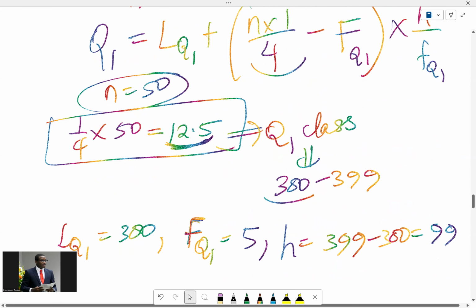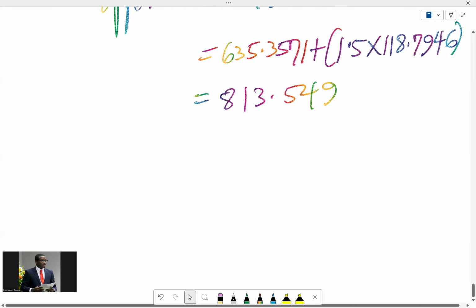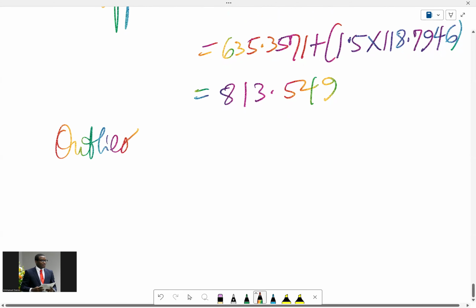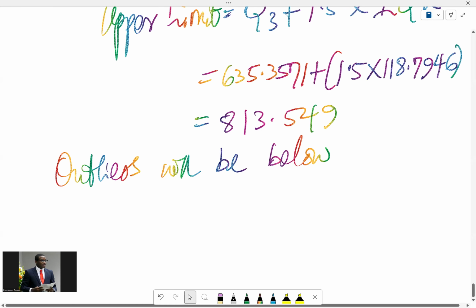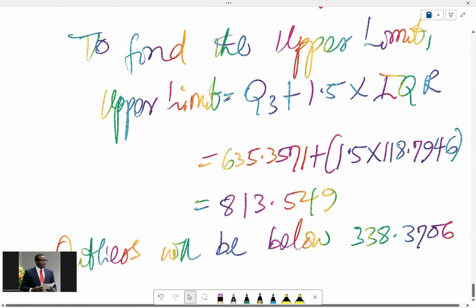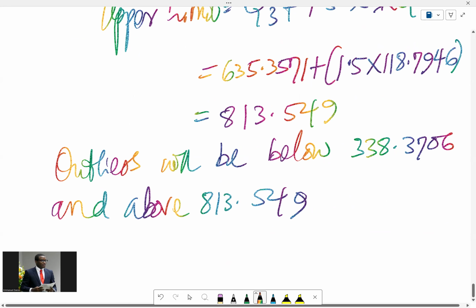So the lower bound, okay. Outliers will be below 338.3706 and above 813.549. Okay, that's where we'll have outliers.